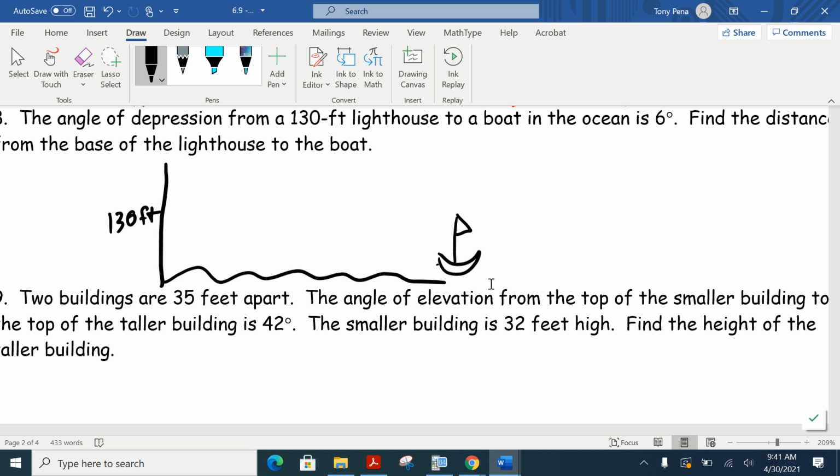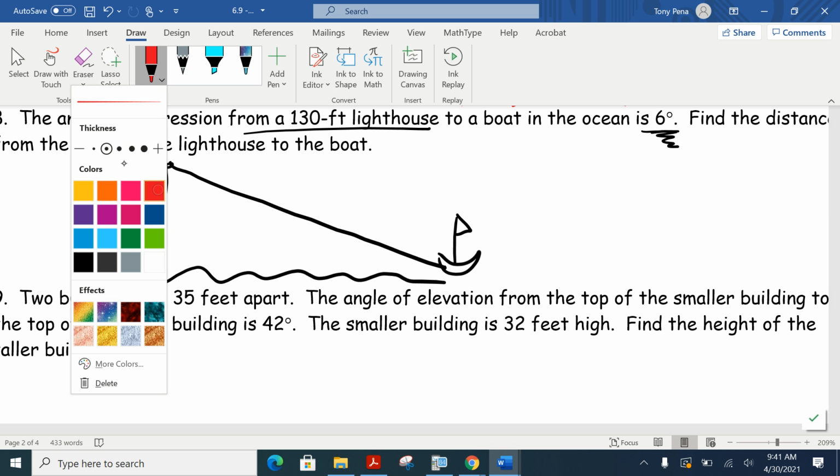Okay, hopefully we got the picture. Hopefully we're starting to form our equation. So let's sketch this out, see if y'all have the same graph. So you have the 130-foot lighthouse, and then it's on the ocean. You have this boat out here, and then you're told that the angle of depression from the top of this lighthouse down to this boat right here is going to be 6 degrees. So that's hopefully your right triangle.